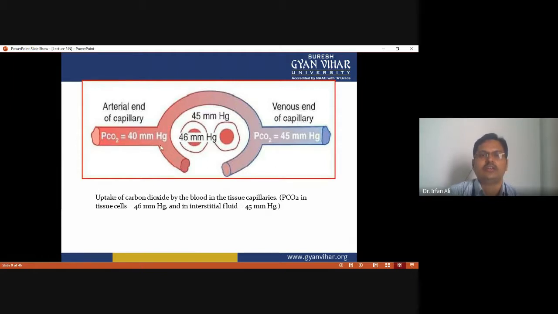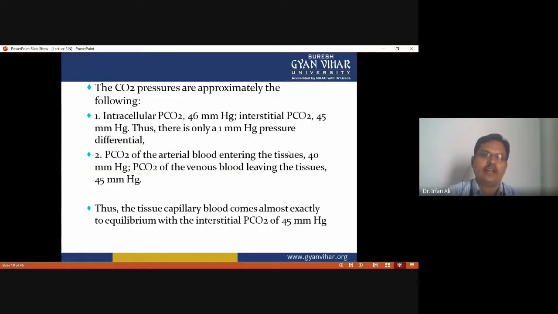So carbon dioxide from the tissue enters the blood present in the capillary or in the veins. The carbon dioxide pressures are approximately the following. The intracellular partial pressure of carbon dioxide is 46 mmHg, and the interstitial partial pressure of carbon dioxide is 45 mmHg. Thus, there is only a 1 mmHg pressure difference.